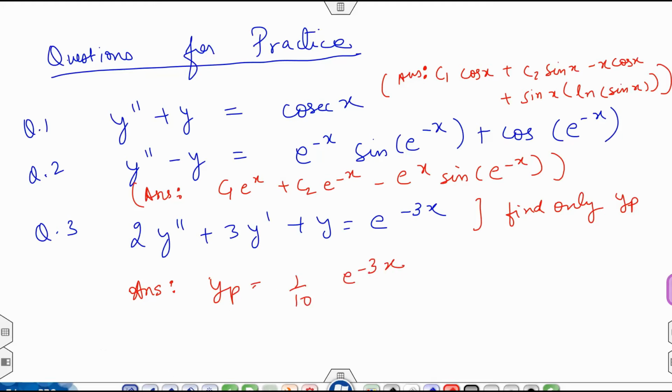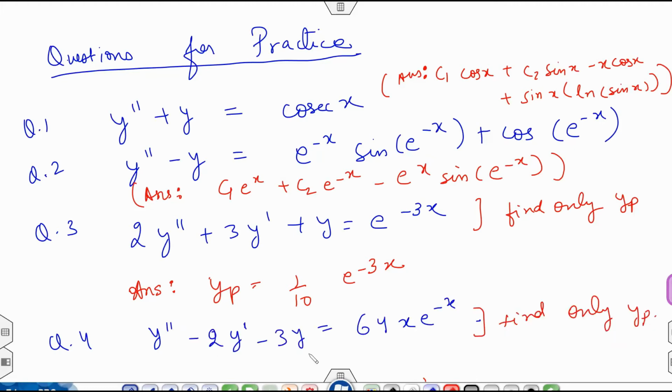I'll give another question for finding the yp, question number 4. This also you need to just find out the yp. Here also I'll write find only yp. So here the answer is, your yp will be equal to minus of e to the power minus x into 8x square plus 4x plus 1.